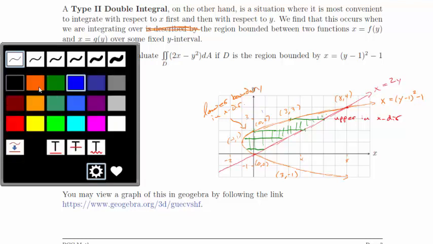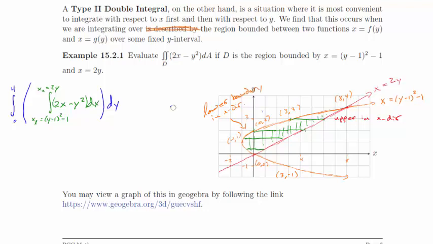So let's, sure, I like blue. So this equals the integral from 0 to 4 of, so here I'm doing with respect to x first, we're going to get x squared minus y squared x, and we want to evaluate that from y minus 1 squared minus 1 to 2y in the y direction then, after we do the evaluation.